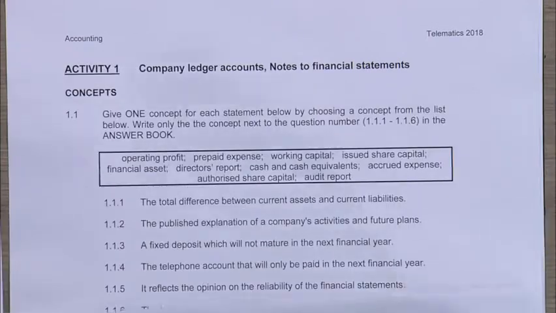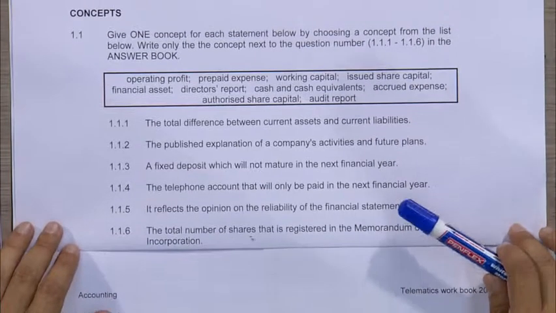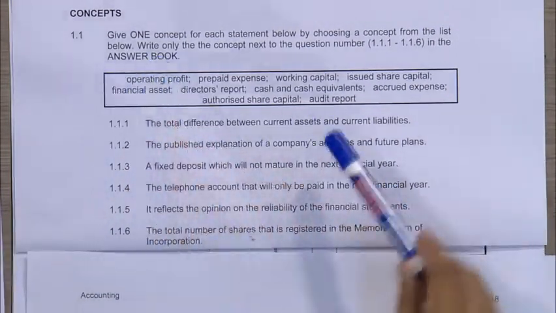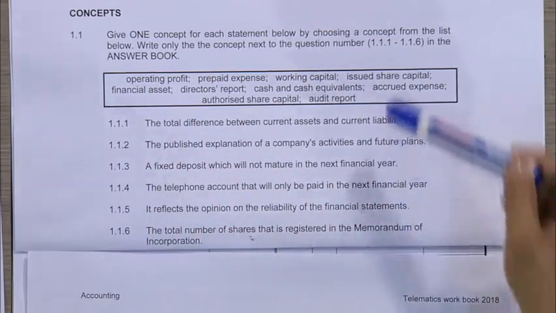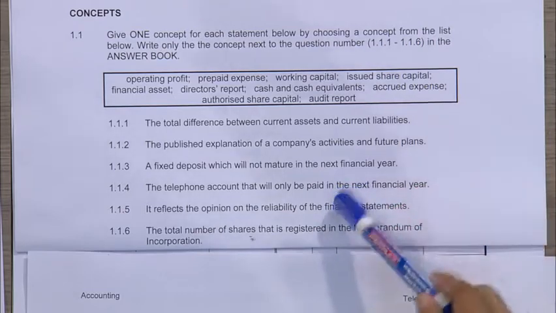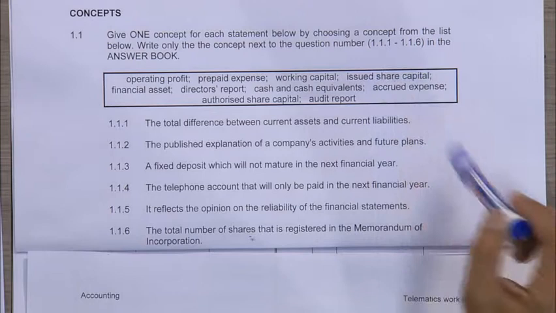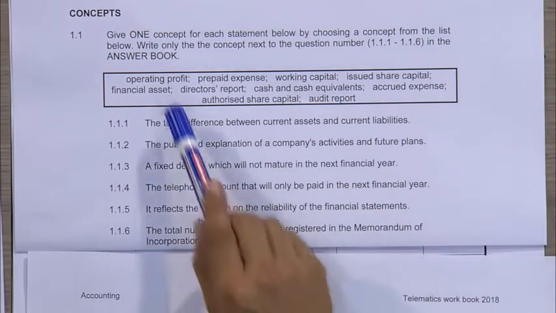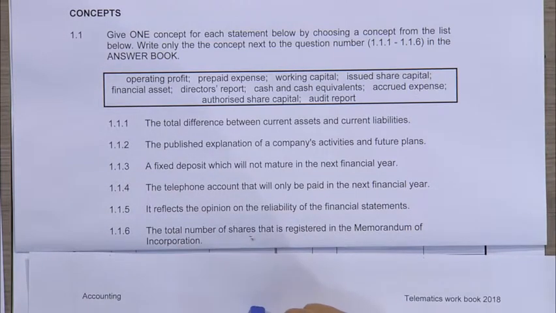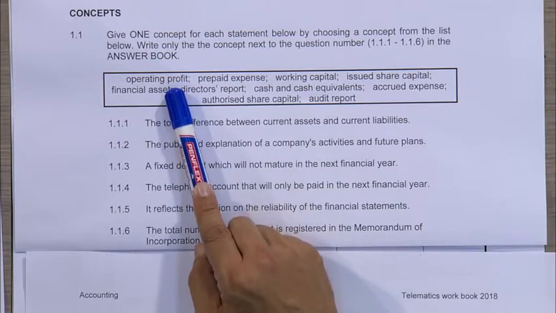In your notebook, you've got activity number 1, which is 1.1, where they give you a word bank, and then they give you some statements, and you have to choose the correct one, and you only have to write the correct answer next to the numbers as it is in your answer book. The word bank starts with operating profit. That is something that you'll see in your income statement.